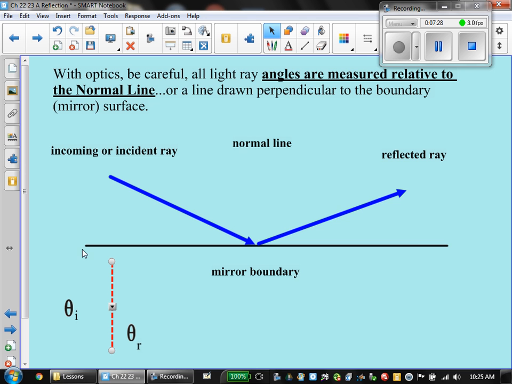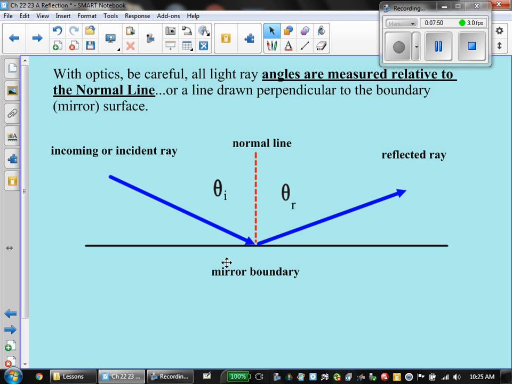So again, if this is the boundary, for example a lake surface, we actually take a normal line, which, of course, just means perpendicular. So we have a perpendicular line hitting this boundary. The light ray comes in at an angle, which we call the angle of incidence. It's some number. Here it looks like it's about 60 degrees. And the light will reflect off at the exact same angle, the angle of reflection.